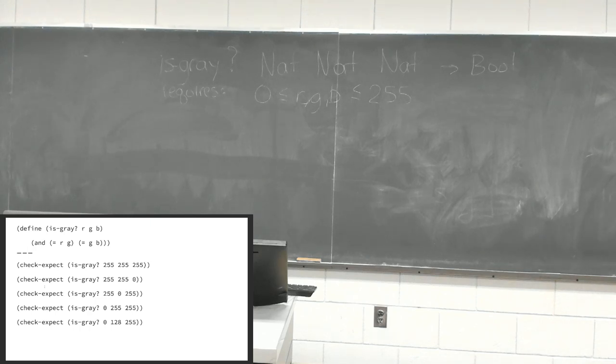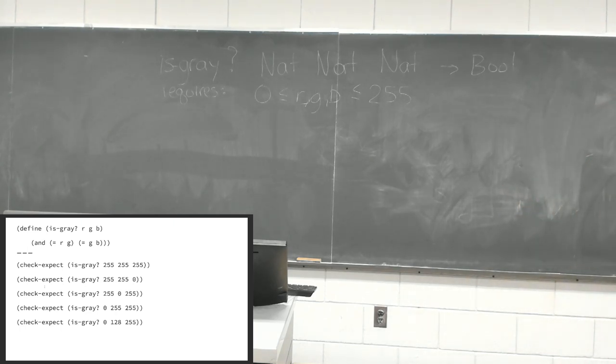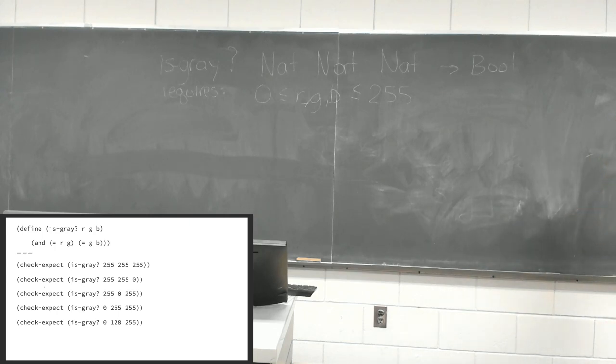The test that we actually have here is I've got one test where the value is all the same. So 255, 255, 255. That's where both arguments of the AND will evaluate to true. Then I have a test where R is not equal to G, but G is equal to B. And I have a test for when R is equal to G, but G is not equal to B. So we've got four tests to represent all of the possibilities for the AND. Even though if the AND's first argument evaluates to false, it wouldn't even look at the other one, I'm still going to test to make sure that's the case.